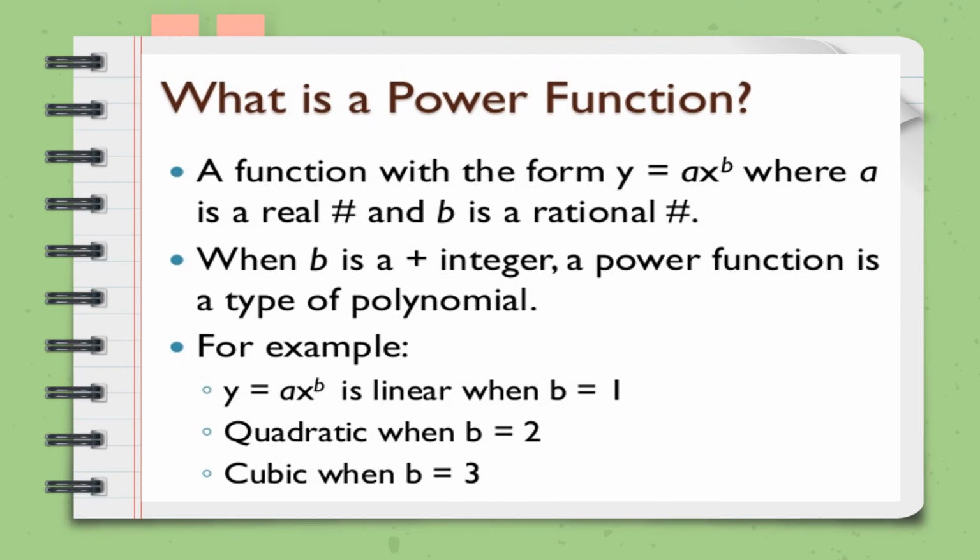What is a power function? A function with the form y equals ax^b, where a is a real number and b is a rational number. When b is a positive integer, a power function is a type of polynomial. For example, y equals ax^b is linear when b is equal to 1, quadratic when b is equal to 2, then cubic when b is equal to 3.